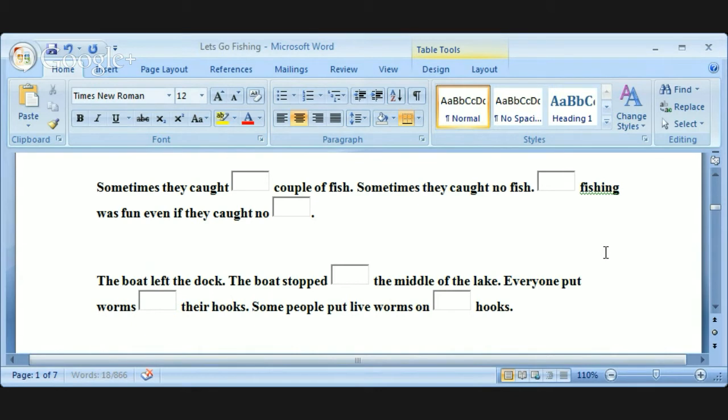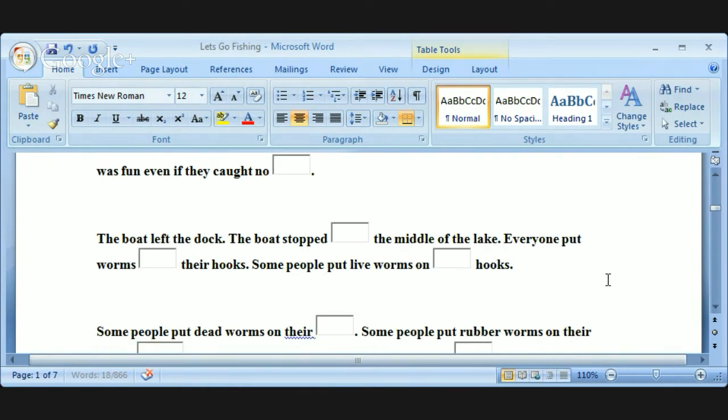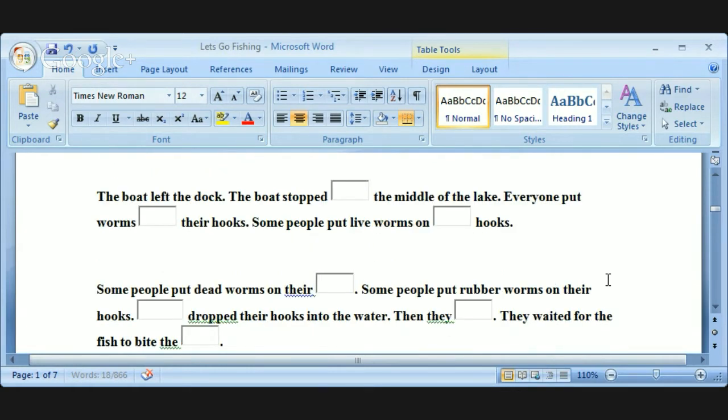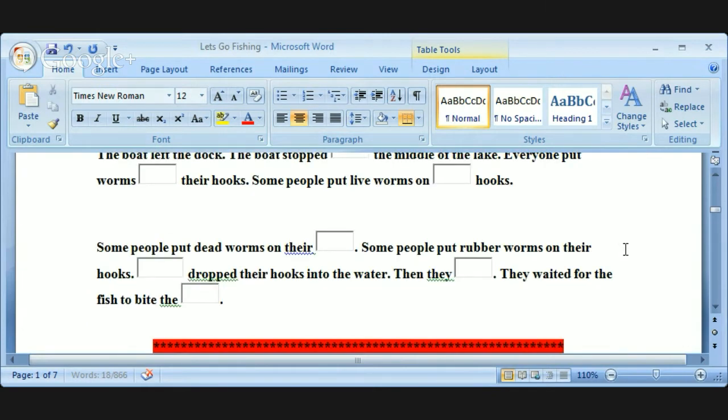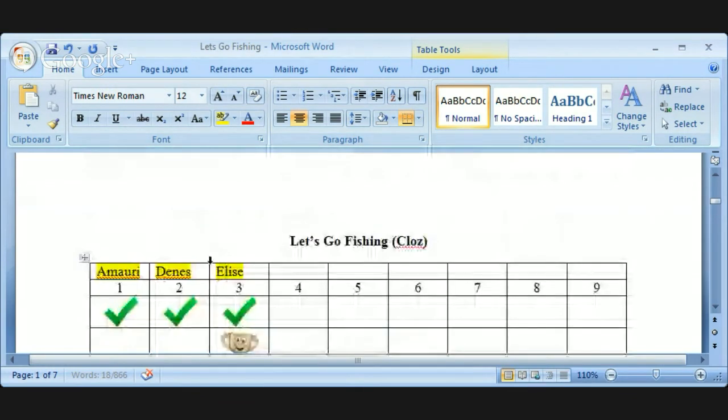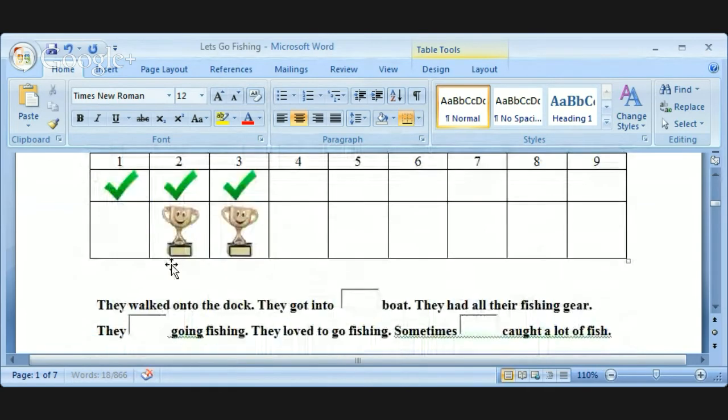The boat left the dock. The boat stopped in the middle of the lake. Everyone put worms on their hooks. Some people put live worms on the hooks. Some people put dead worms on their hooks. Some people put rubber worms on their hooks. Some dropped their hooks into the water. Then, I don't know this. Okay, just go on. They waited for the fish to bite the hooks. Okay, the hooks would be fine. Okay, that's good.